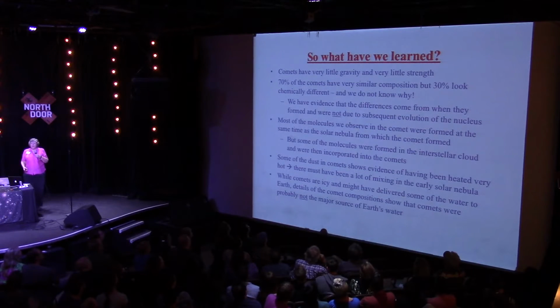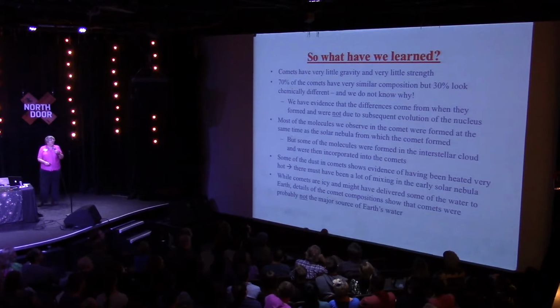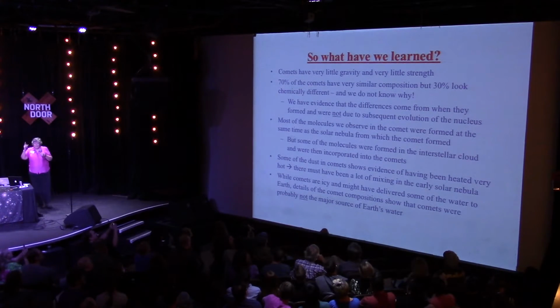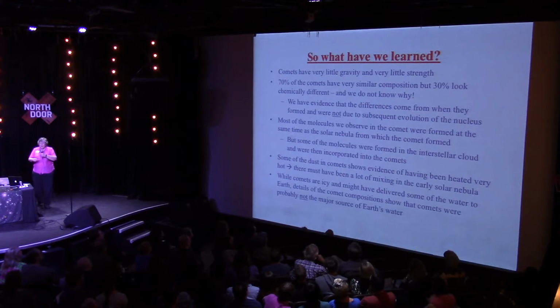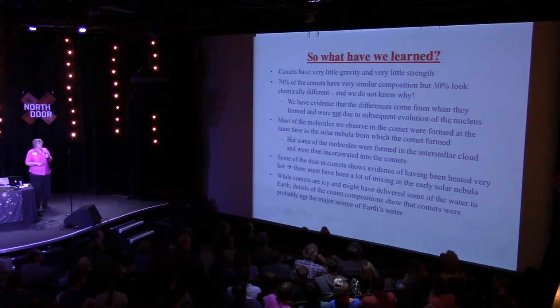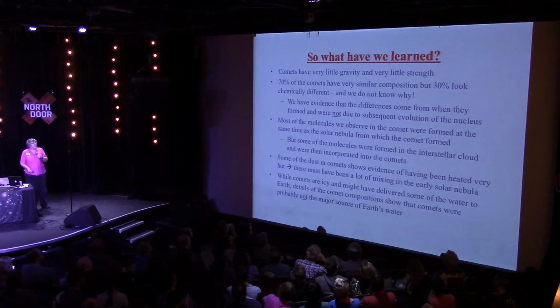So what have we learned? We've studied lots and lots of comets, and we've learned they have very little gravity and very little strength. I told you that already. 70% of the comets look very similar in composition. So great, that tells us all about how the solar system formed because we can get the chemistry. Oops, 30% look completely different. And we don't know why.